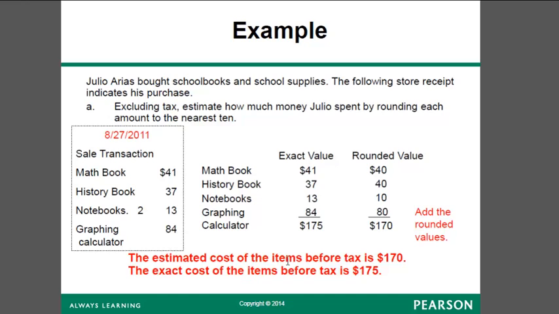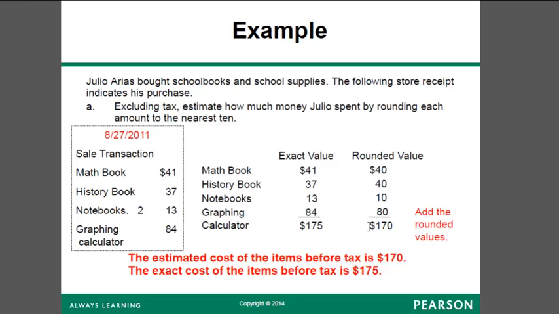So the estimated cost of the items before tax is $170. The exact cost was $175. Was my estimate reasonable? Well, yeah. It was only $5 away. That's not bad. Anytime that you're rounding, you want to be within the amount that you're rounding to. I was rounding to the nearest 10. I want to be within $10 of my exact value.